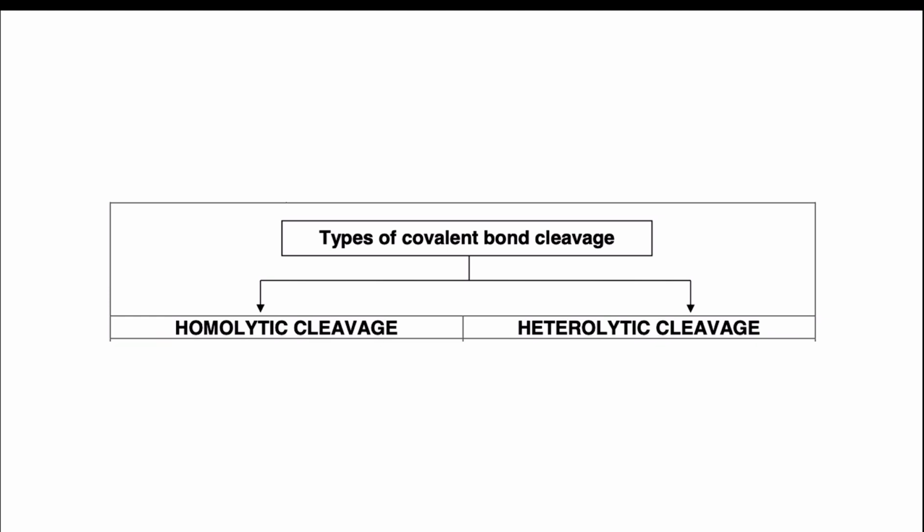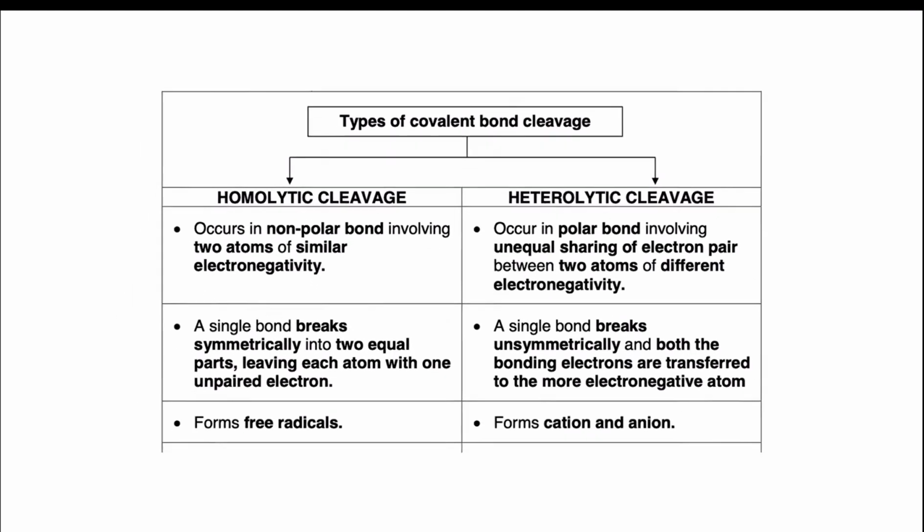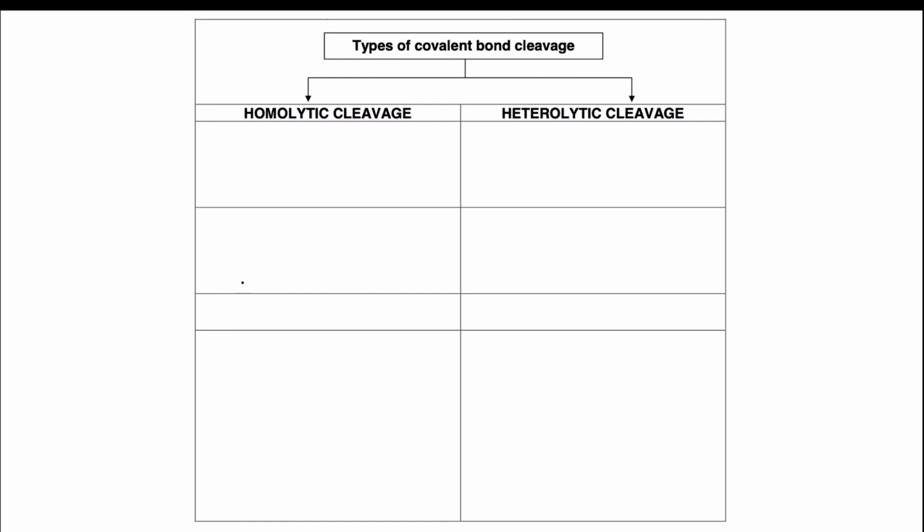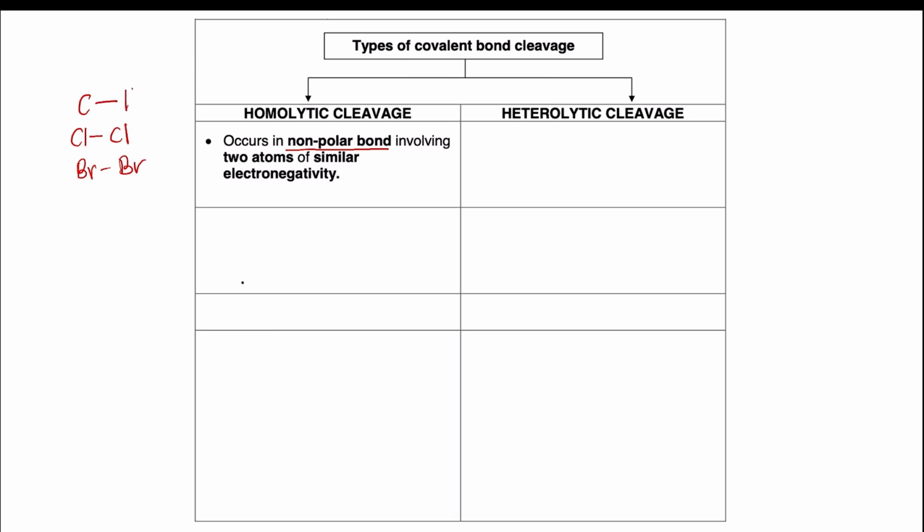So what is homolytic and heterolytic cleavage? Okay, so you can refer to your notes. We start with homolytic cleavage. Satu benda yang awak kena tahu, it occurs at a non-polar bond. Masih ingat lagi non-polar bond? Kalau Madam boleh bagi contoh, Cl-Cl, apa lagi? Br-Br. So, this is non-polar bond. Ada satu lagi, between C dengan H.